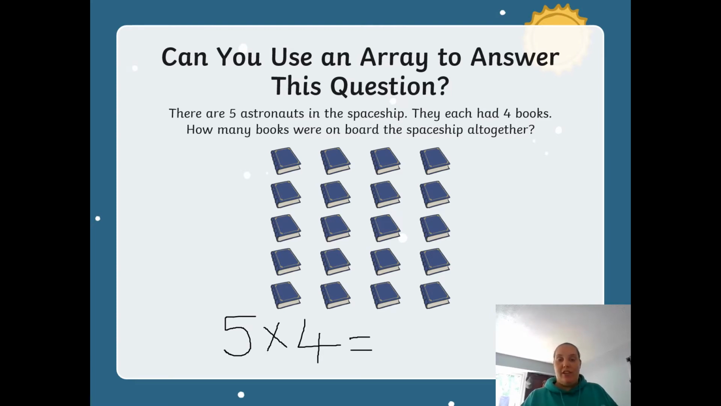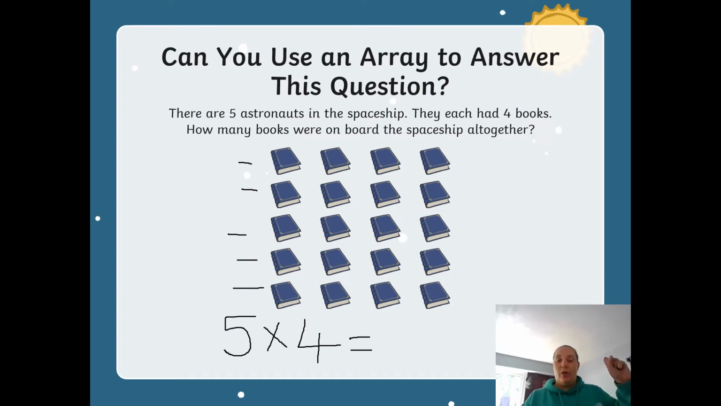And that is what my array is showing here. So here are my astronauts. There's number 1, number 2, number 3, number 4, and number 5. And these are their 4 books. So how many books have we got all together on board the spaceship?